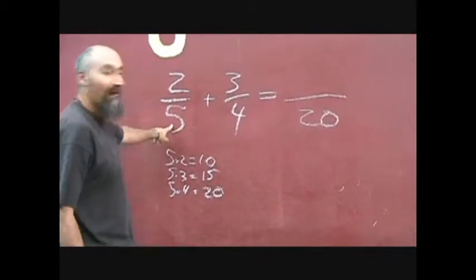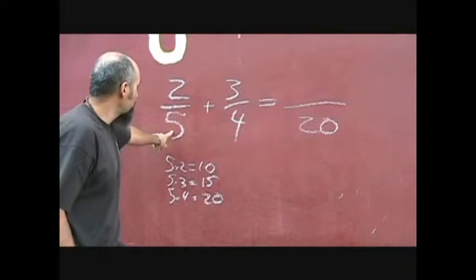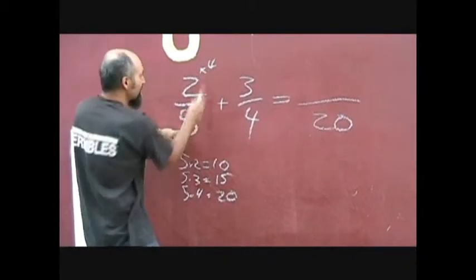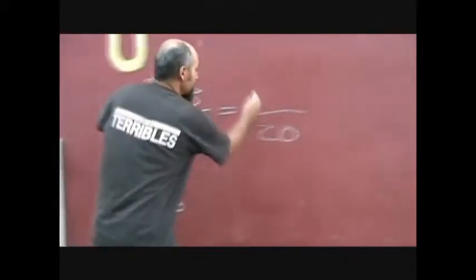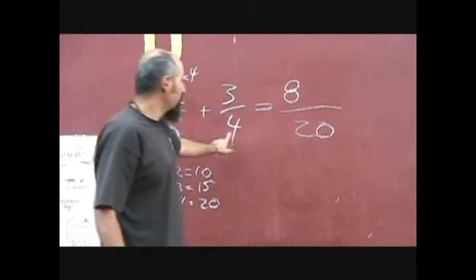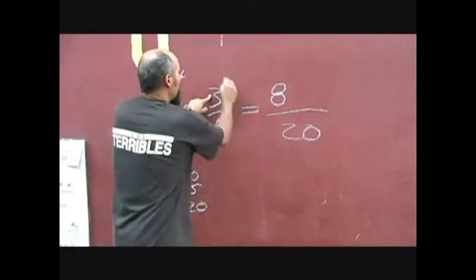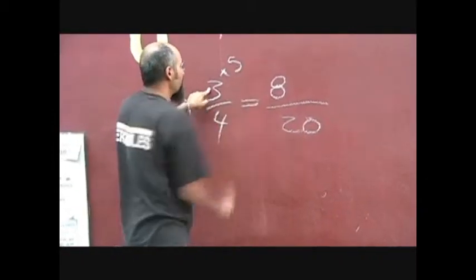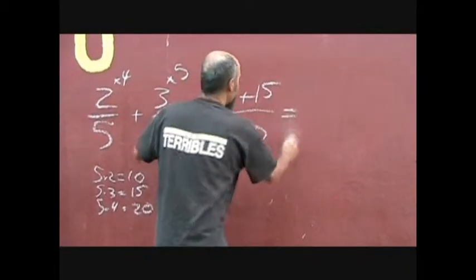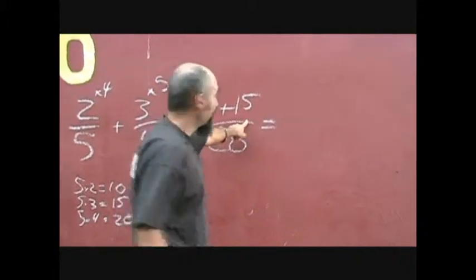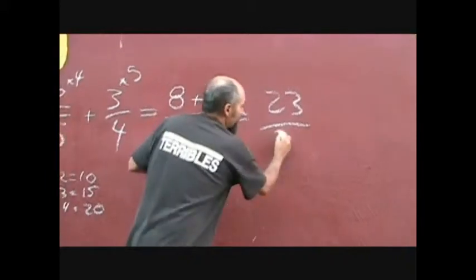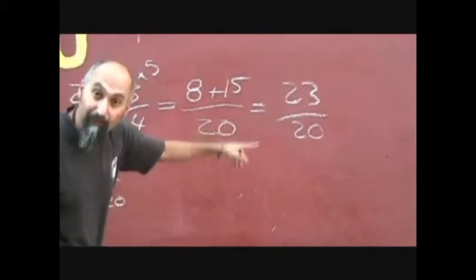Now what did you multiply 5 by to give you 20? You multiply 5 by 4. So you multiply the top by the same number that you multiplied this guy. So 2 times 4 is 8. What did you multiply 4 by to give you 20? Well, you multiply 4 by 5, so you multiply the top by the same number, times 5. 5 times 3 is 15. So plus 15. 8 plus 15 is 23 over 20. That's how you add fractions, okay?